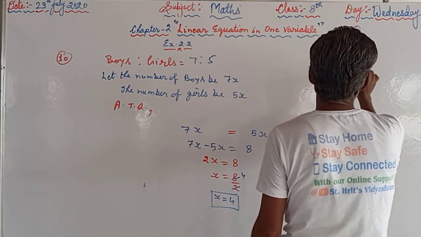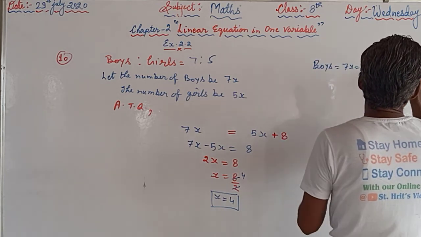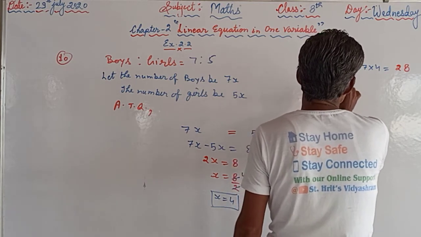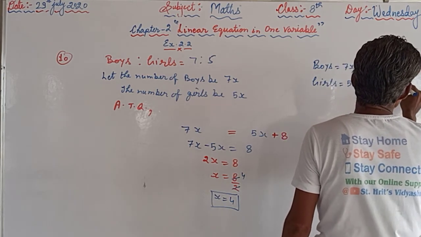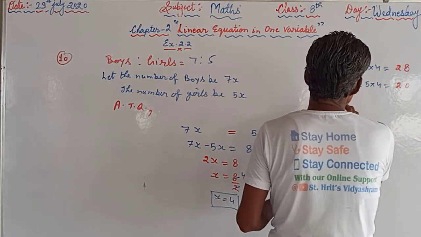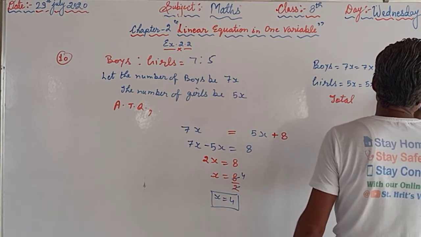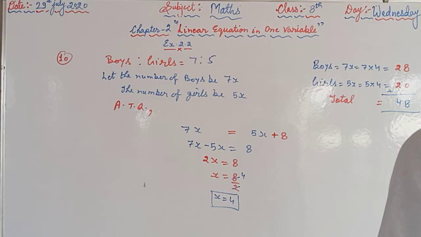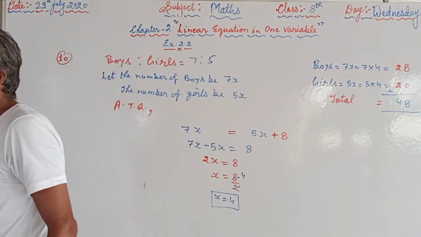So the number of boys is equal to 7x, that is 7 into 4, that is 28, and girls is equal to 5x, that is 5 into 4, that is 20. Total strength means we will add both, we will get 48. And from here we can see clearly the strength of the girls is 8 less than that of the boys, as given in the question.